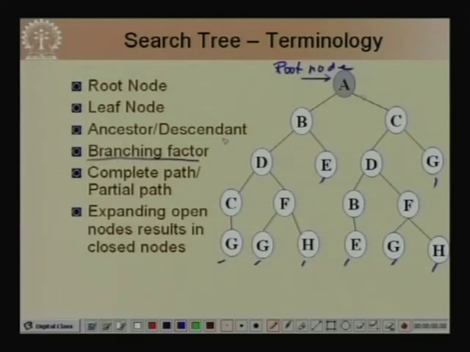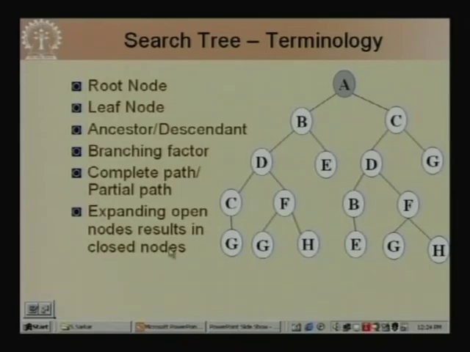Branching factor means the maximum number of children of a node. In this particular search tree, every node has less than or equal to 2 children. Therefore, in this case, the branching factor is equal to 2. We usually represent the branching factor by the notation B. ABDCG is a complete path. ABD is a partial path. More terminology we will discuss as we come across it.